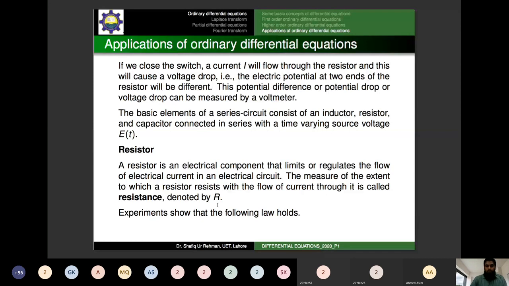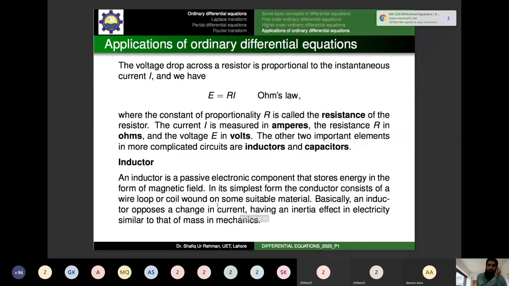What we see from experiments is that there is a law behind the scene. It states that the voltage drop across a resistor is proportional to the instantaneous current. So we make them directly proportional to each other, and then get rid of the proportionality by introducing a constant of proportionality. So eventually we will have the equation E is equal to Ri.